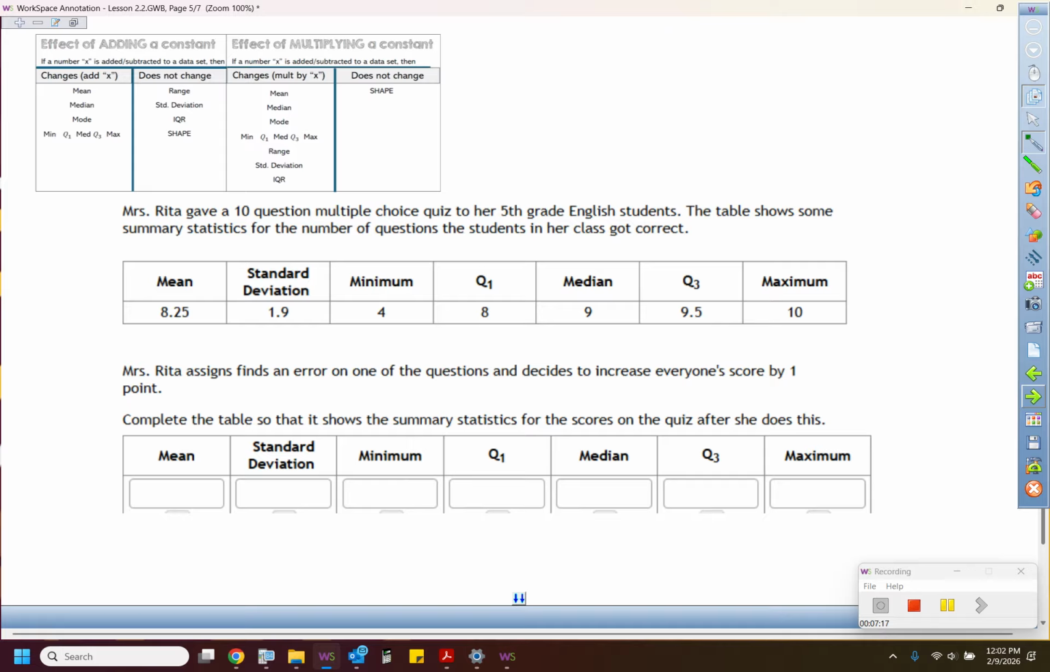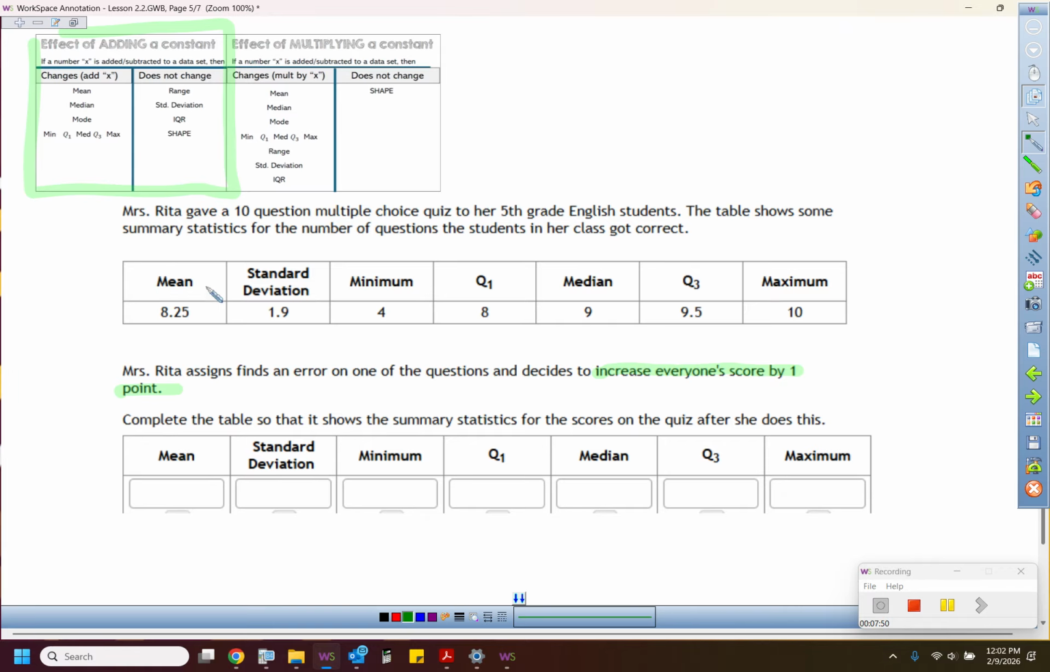So Miss Rita gave a 10-question multiple choice quiz to her 5th grade English students. The table shows the summary statistics. Here they tell you what she did. She decides to increase everyone's score by 1 point. You cool with where I found that? She's increasing. So what did she do? Add or multiply? Add. So we're using the left-hand side of this, right, to where we go and see who needs to change and who needs to stay the same.